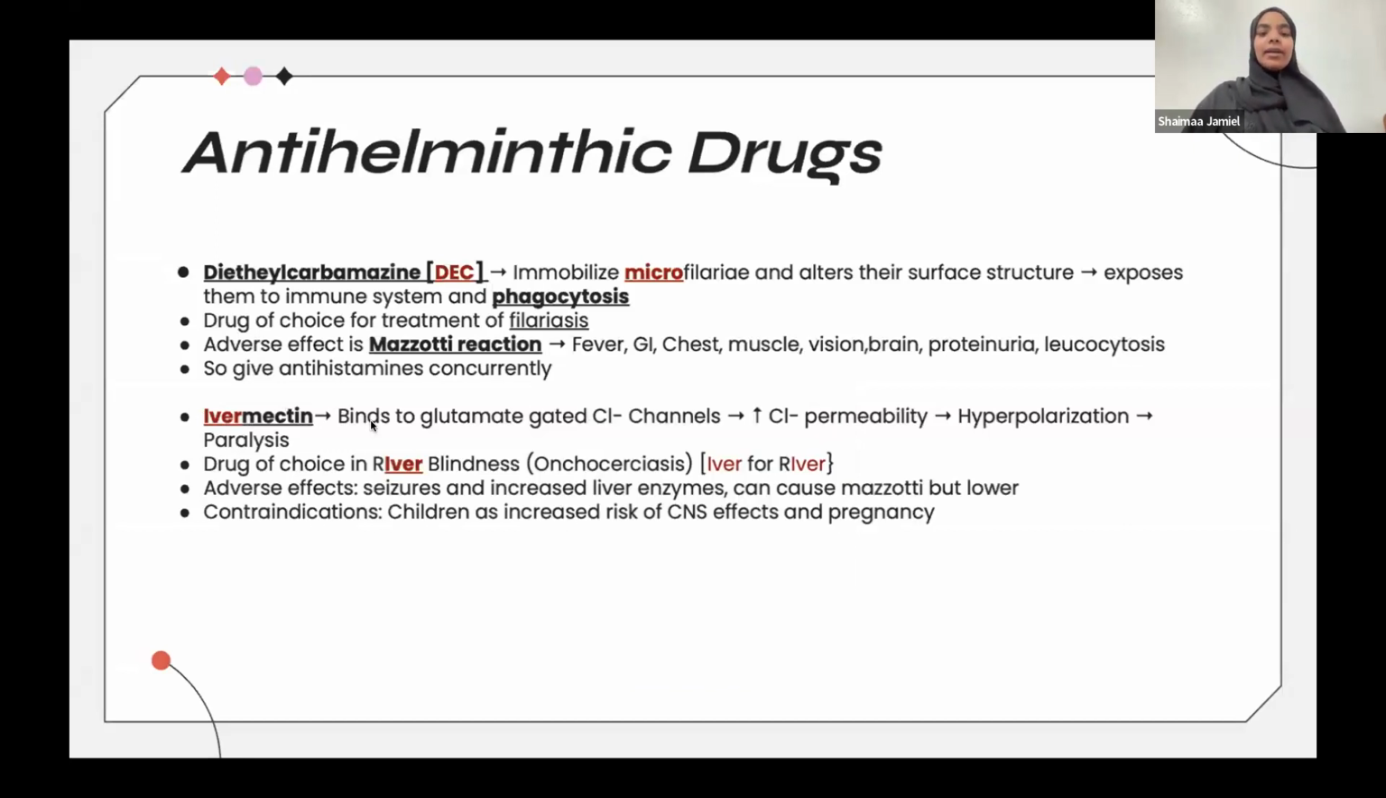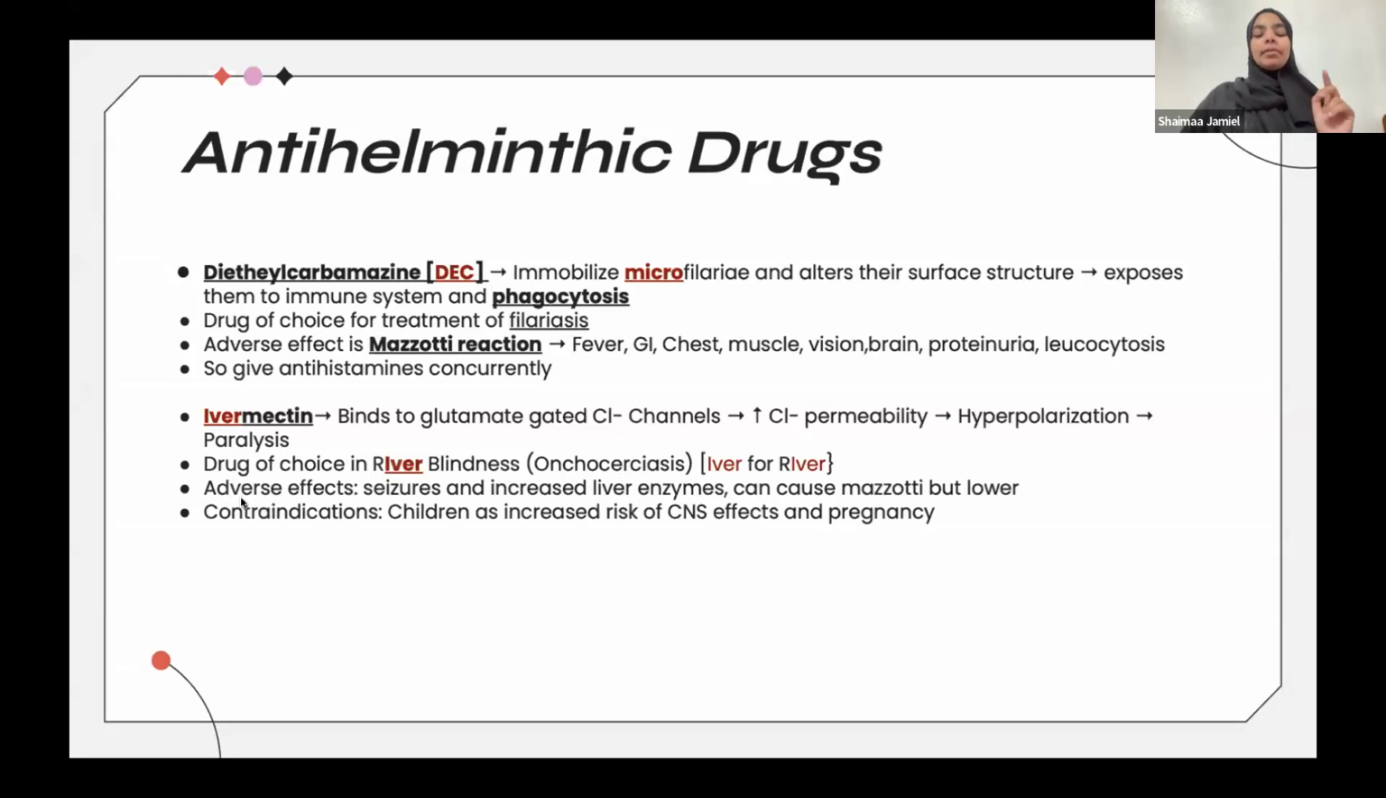So ivermectin binds to glutamate-gated chloride channels. Now, when they open, they increase the chloride permeability, and when chloride, which is a negative ion, goes in, the cell becomes hyperpolarized, and now it's harder for it to form an action potential, and therefore paralysis of the cells again. Okay. Now, ivermectin is the drug of choice in river blindness. Iver for river, okay, which is onchocerciasis. So that's very easy. If you get a case of onchocerciasis, the drug of choice is ivermectin.